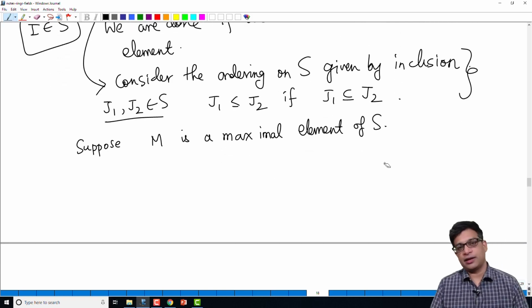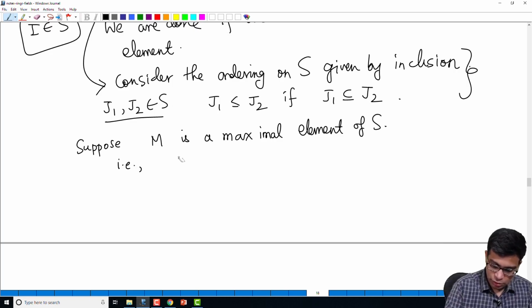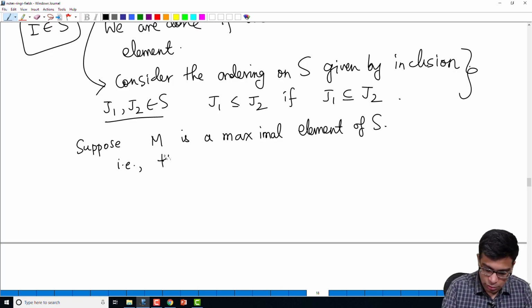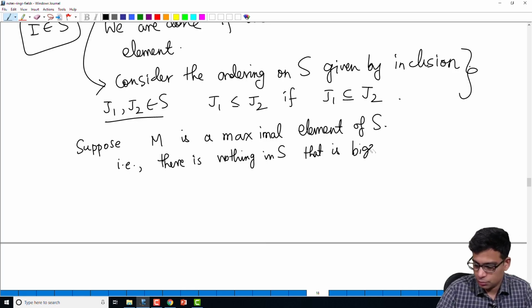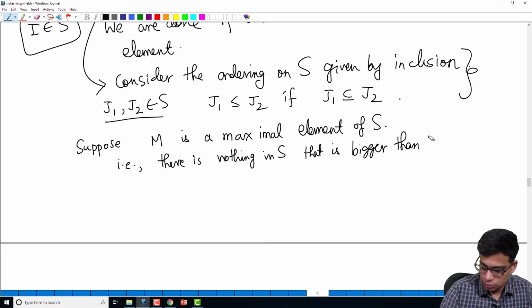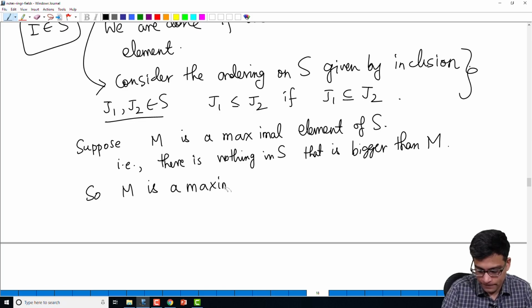That means there is nothing in S that's bigger than M. That is, there is nothing, so I'll just write it informally like this. There is nothing in S that is bigger than M. Right? So M is a maximal ideal of the ring itself.